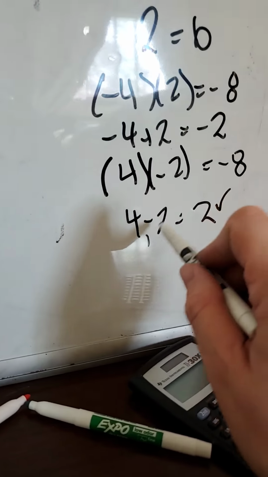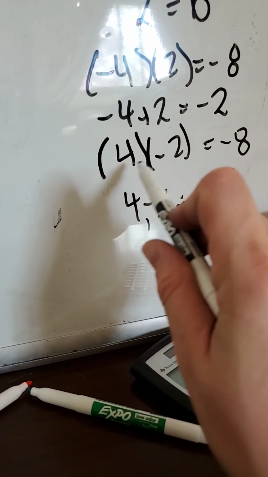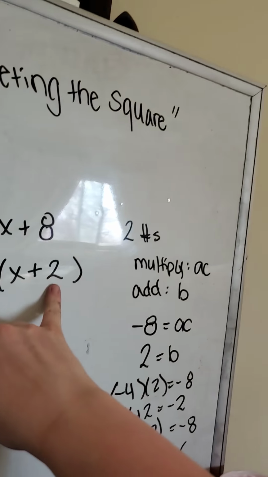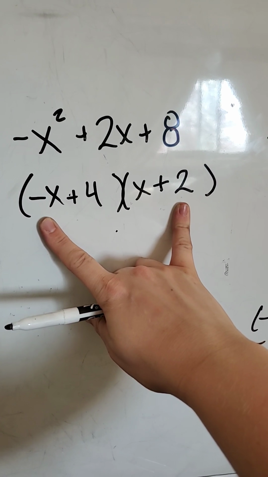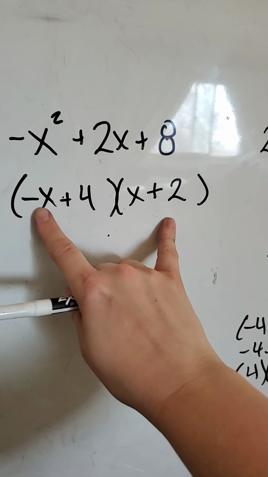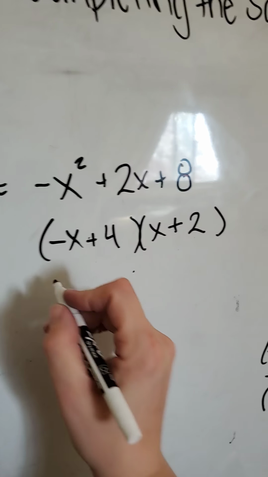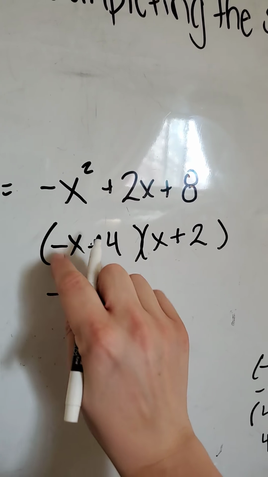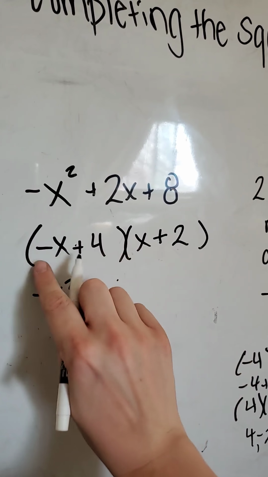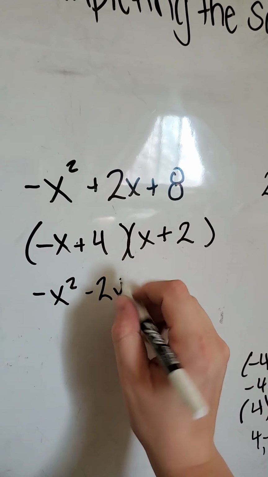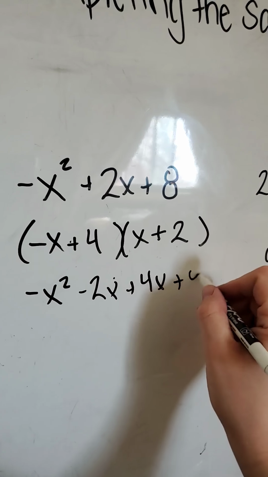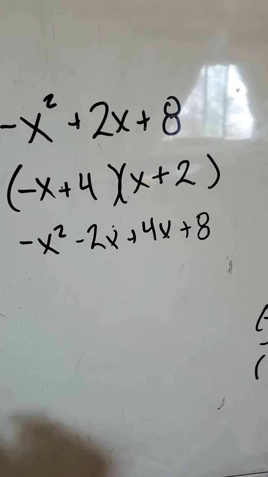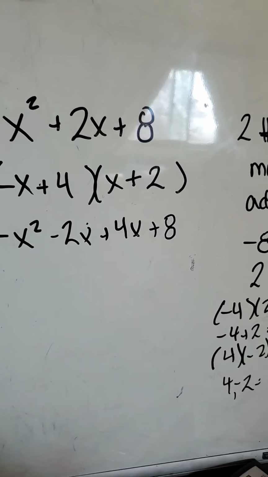The negative 2 that we chose as a term comes from these two being multiplied together. We didn't deal with a lot of these in class, but that negative there, we just got to be careful. So I just checked my work: negative x squared, see if we multiply these together, we get negative x squared. These two give us negative 2x. These two give us plus 4x, and that gives us positive 8. So now we can see these would add together to get positive 2x.